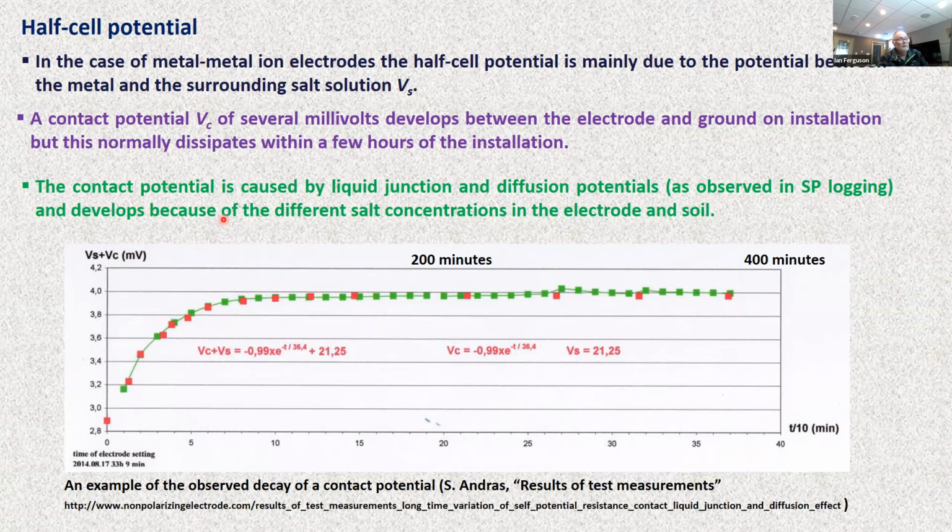So in this case, the contact potential is caused by the liquid junction and diffusion potentials that are also observed in SP logging in the petroleum industry. And it develops because of the different salt concentrations in the electrode and the soil, and the different mobility of the different ions involved, the sodium, the chloride, and so on.